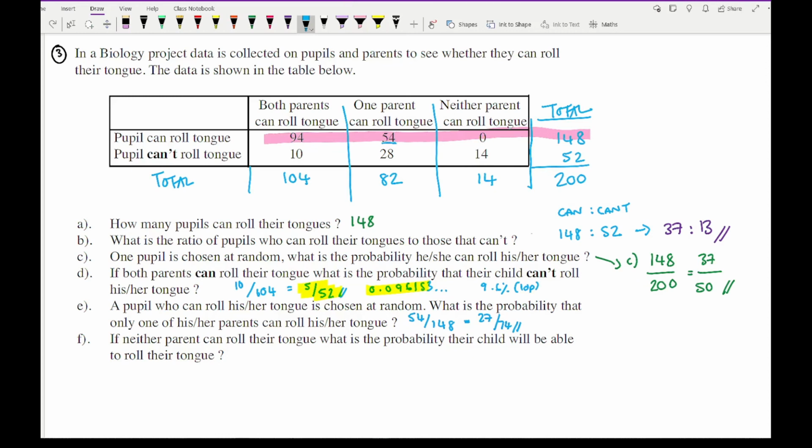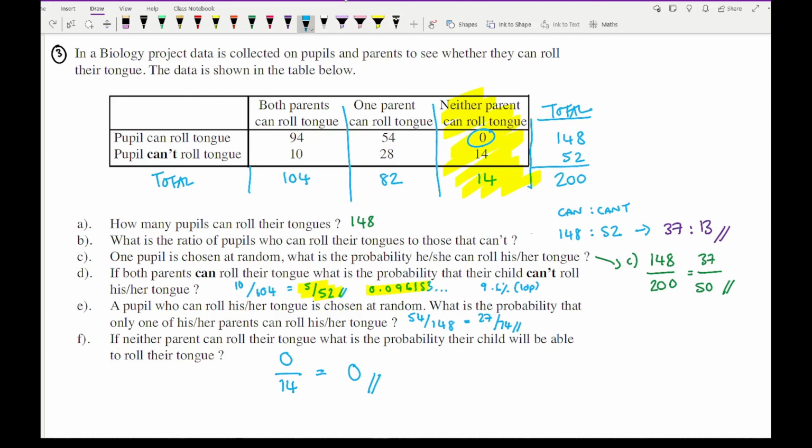Now for part F, it says that if neither parent can roll their tongue, so let me just get rid of all of this shading. So what we're looking at is this column here. The question says neither parent can roll their tongue. What is the probability that their child will be able to roll their tongue? So looking at this, I'm looking at out of 14. And how many of those 14 can roll their tongue? Well, that's going to be 0. So 0 over 14, which is basically 0. So if neither of your parents can roll their tongue, according to this biology project, there is 0 chance of you being able to roll your tongue.